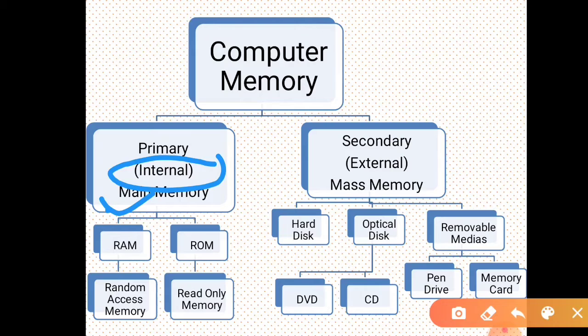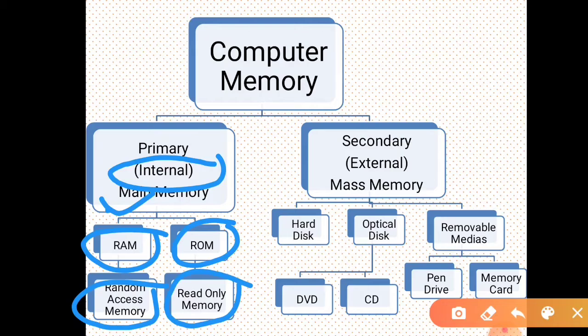In primary memory, again there are two types, RAM and ROM. RAM means random access memory, and the other one is ROM, read only memory. We will see that in detail, don't worry. We'll go to the next part, that one is secondary memory.